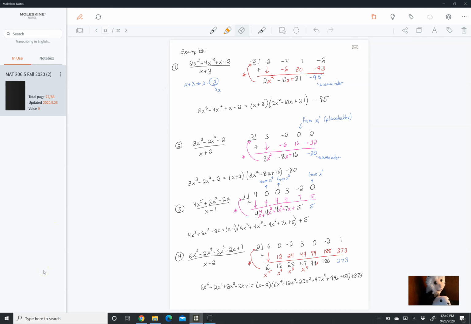Okay, so just two more brief things that I want to introduce you to that are related: the remainder theorem and the factor theorem. I'm going to write it and then I'm going to explain it because I think it's going to make more sense. The remainder theorem and the factor theorem are essentially the same thing.